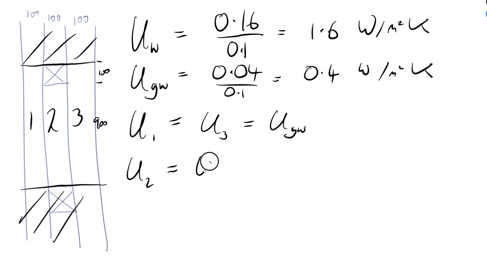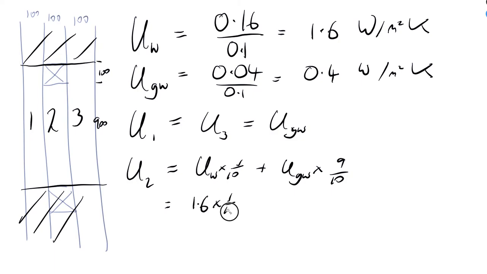So we work that out by UW times 1 over 10 plus UGW times 9 over 10, which is UW is 1.6 times 1 over 10 plus 0.4 times 9 over 10, which is, let's use a calculator to just work this out.